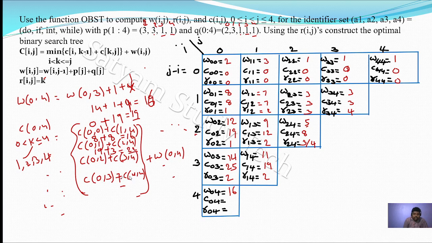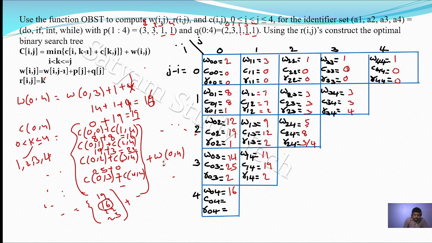And c of 0 3 value is 25. 25 plus c of 4 4, that value is 0. So now you can see here the first value is 19, the second is 16, which you get when you consider k value 2. Here it is 22, and last it is 25. So which is the minimum here? Among these, 16 is the minimum.